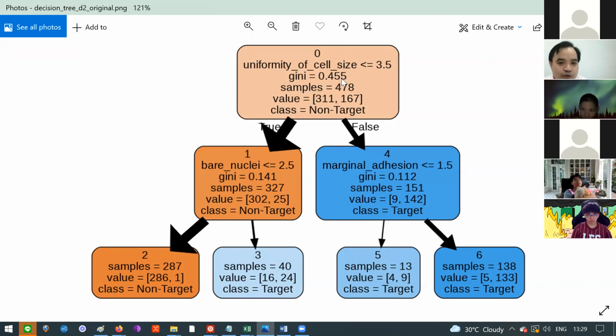Now go to the decision tree. If the uniformity of cell size is less than 3.5, it goes to here. Then they measure bare nuclei, I don't know what that is, I guess the size of the bare nucleus, is less than or not. Right now there are 327, so out of 478, 327 go down this way and 151 go that way. You have more here, you have less there.